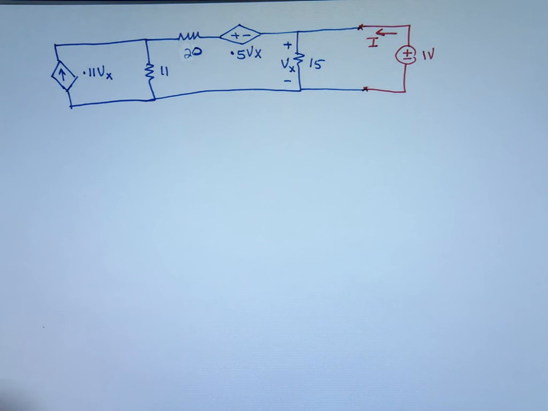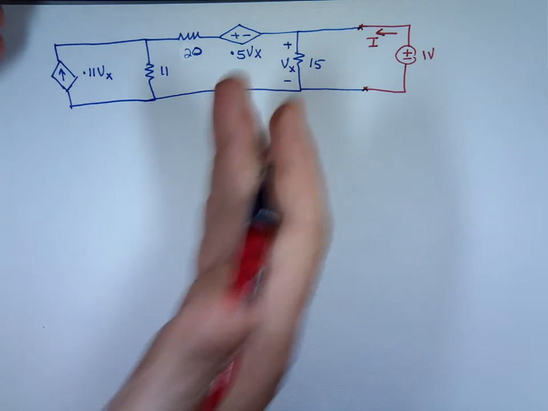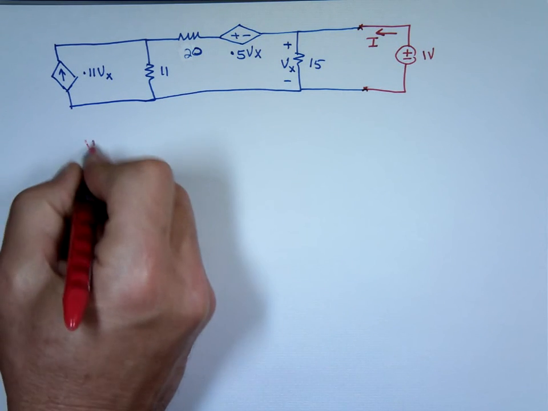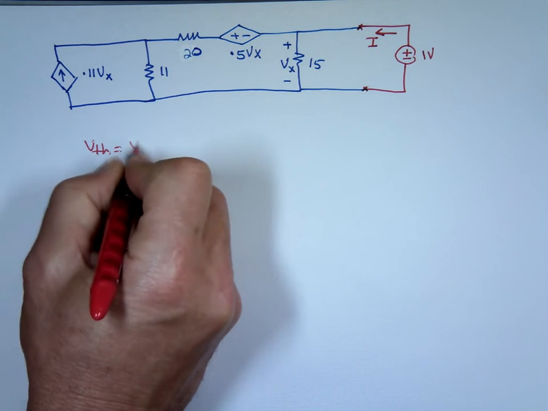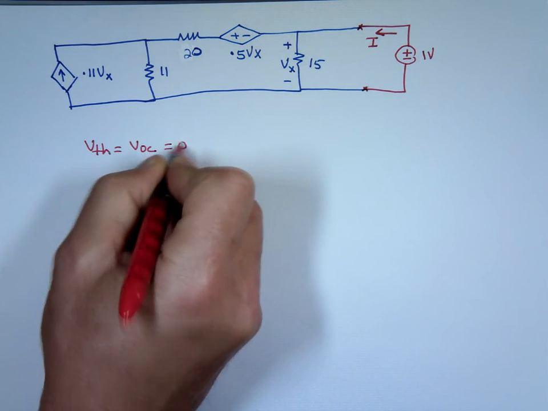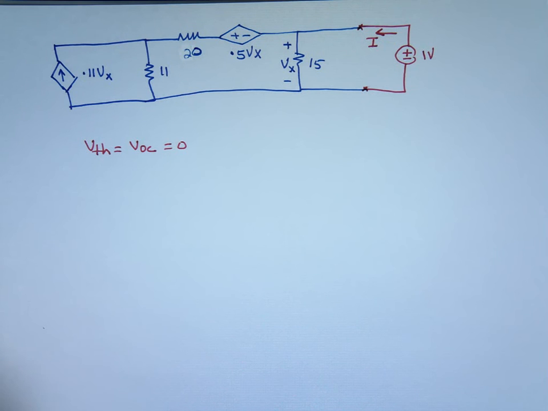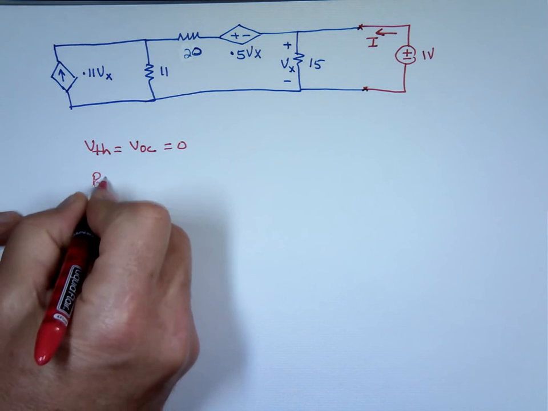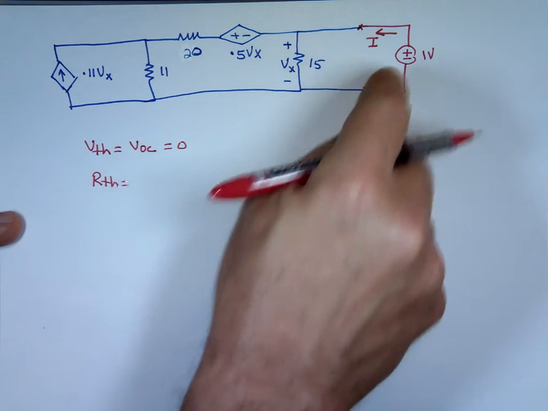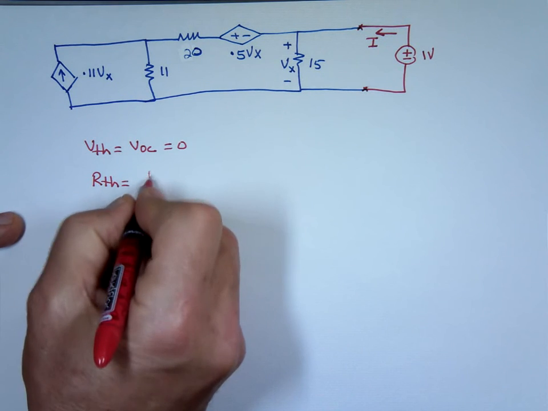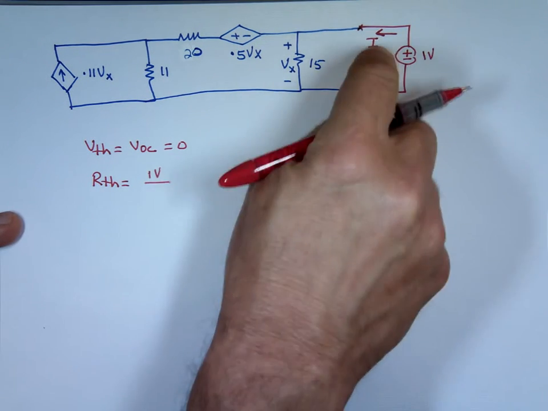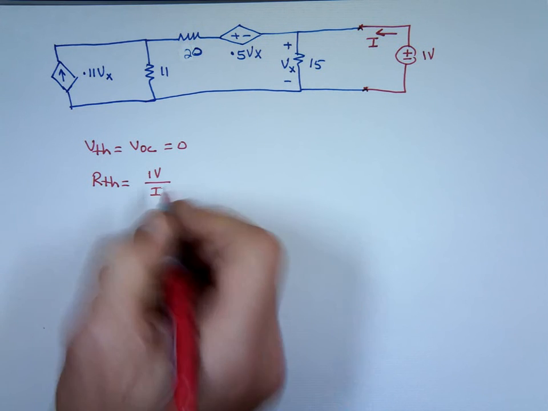Remember, when you have only dependent sources, V Thevenin, which is V open circuit, is 0. It's not even there. All you have is R Thevenin. And how do you find R Thevenin? You take the voltage source that you put in, the value of that, which is 1 volt, and you divide it by the current I. So if I know what the current I is, I know what R Thevenin is.